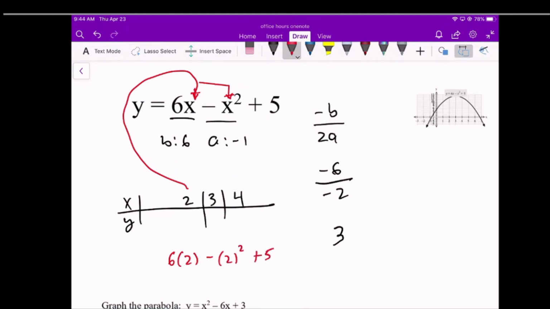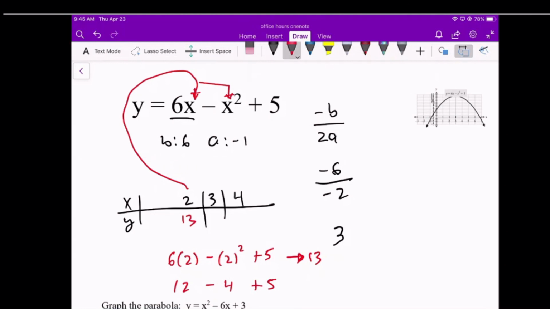If you have a calculator, you can type it in just like that using the parentheses. If you dump this into the calculator, the calculator would give you 13. If you do this by hand, this would be 12. 2 squared would be 4, plus 5. 12 minus 4 is 8, plus 5 is 13.